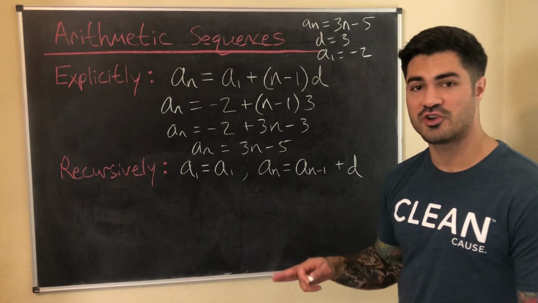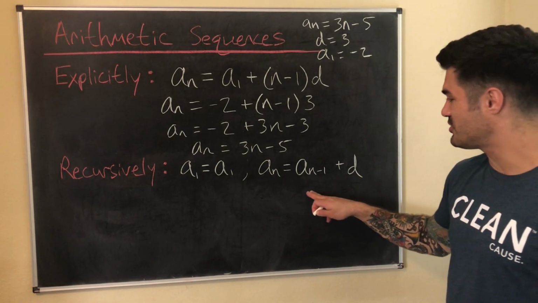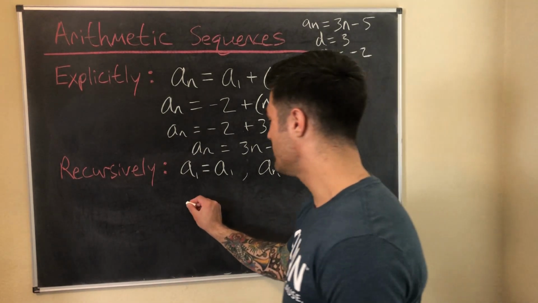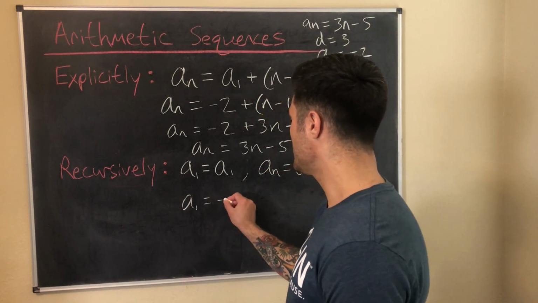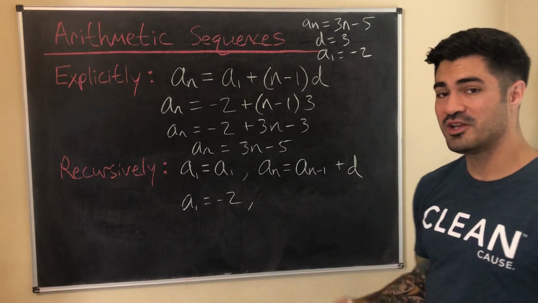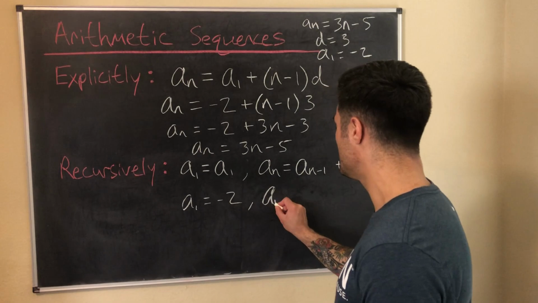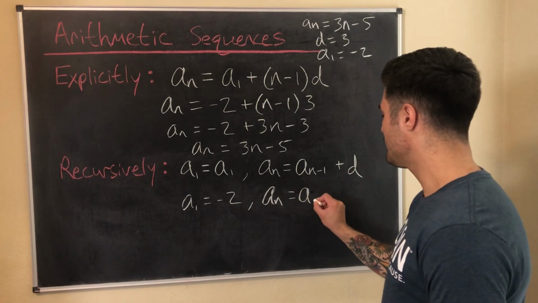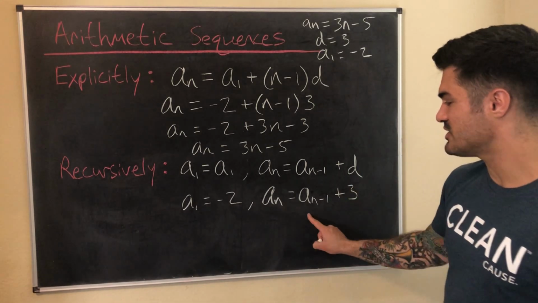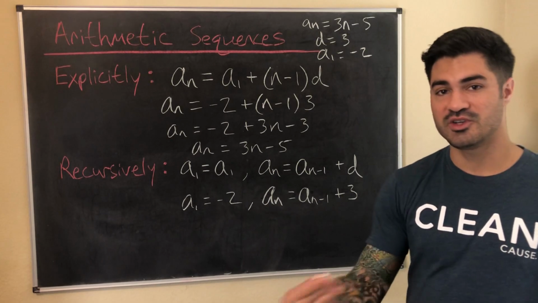If we're given a first term and we're told the common difference, we know that we can get to each next term by just adding that common difference, right? So we've already seen that our a1 equals negative 2 in this same example. And we know that because the common difference is 3, like the way common difference is defined, that means we can get to each next term by just taking the previous term and adding the common difference 3. So this is actually the recursive formula for this same sequence, which we already saw previously.